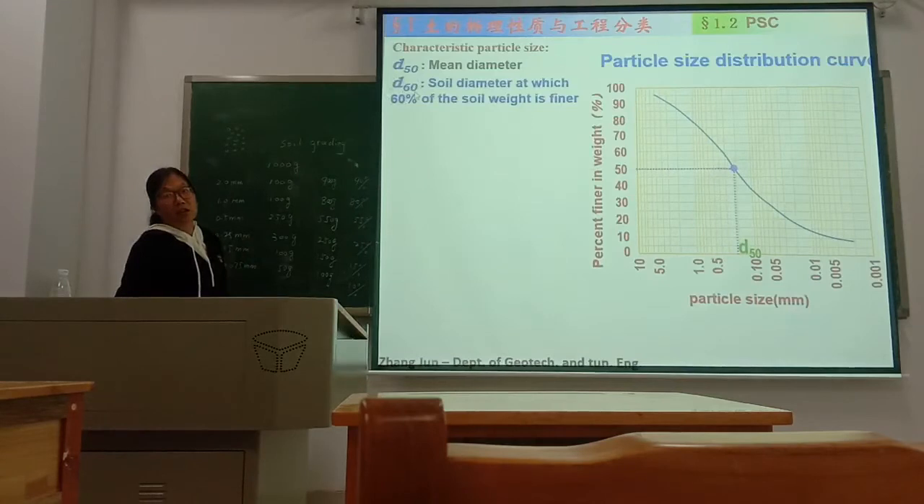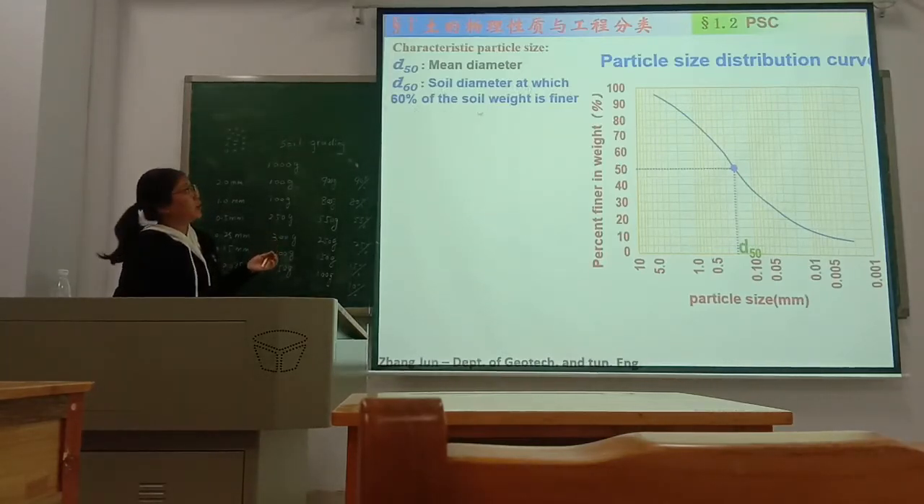And then we use D60. D60 means the soil diameter at which 60% of the soil weight is finer. Or we can say less than D60, the soil mass percentage is 60%.